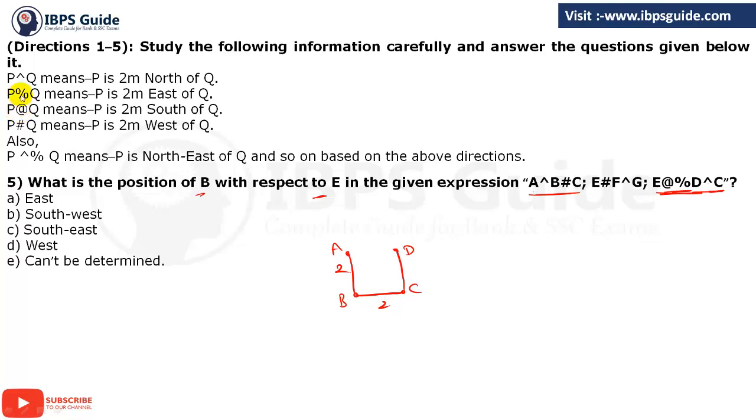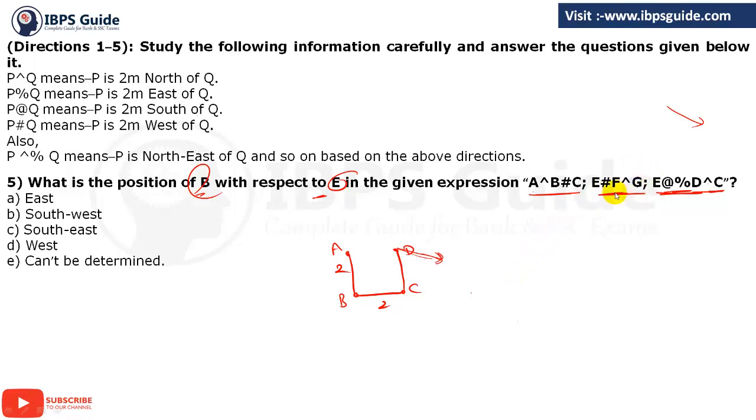Now E at-percentage D. So at and percentage means southeast. So E is in the southeast of D, so southeast will be something like this. Okay, so southeast must be somewhere here. But see, if you find southeast here, then you actually can't find the exact position of E. It can be here, can be here, or can be here. Then we can't relate B and E. So let's see the next information.